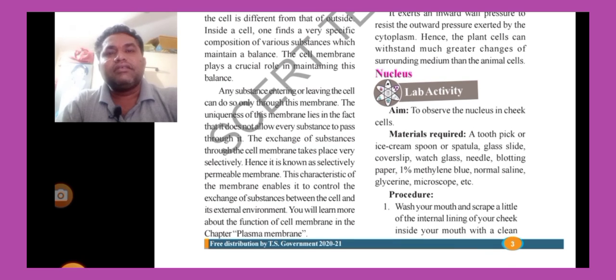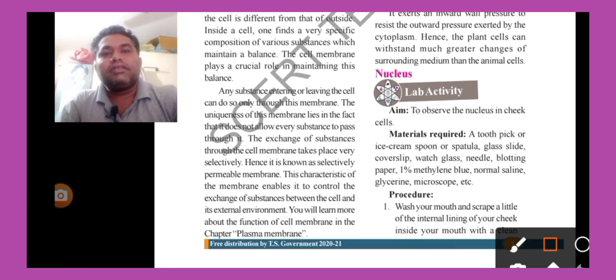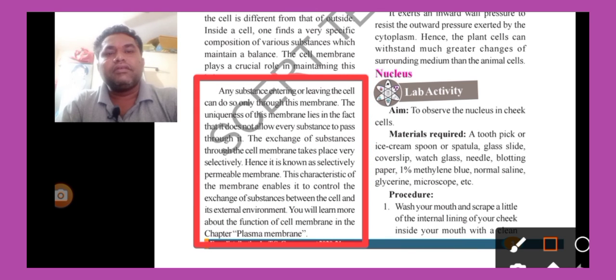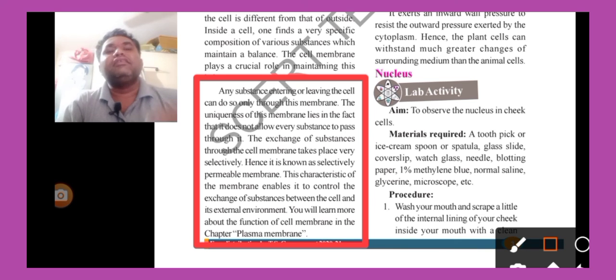So next, this is also most important. Let us make you understand clearly. Here what is happening is that any substance entering or leaving the cell can do so only through this membrane.